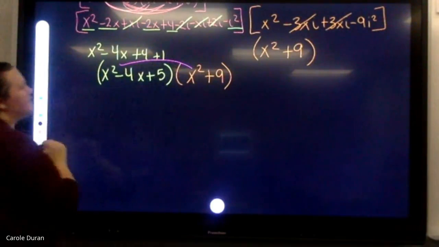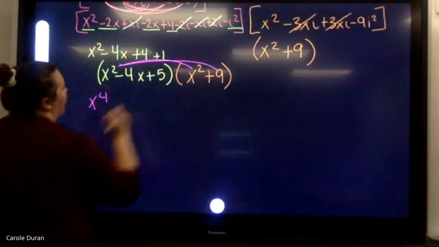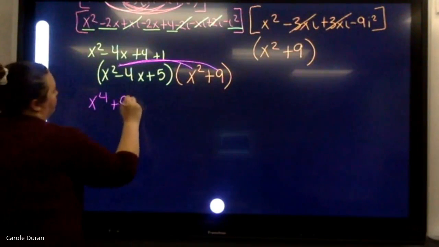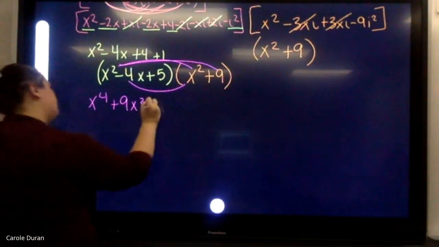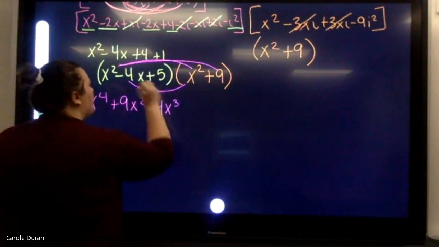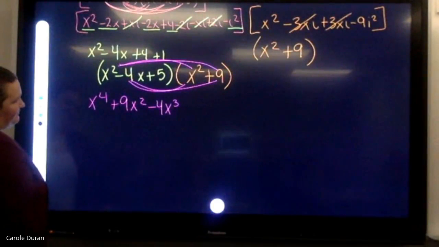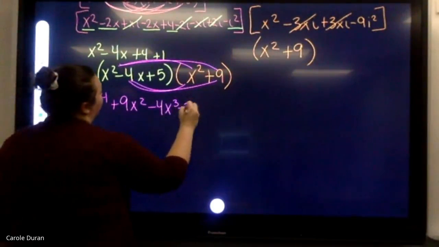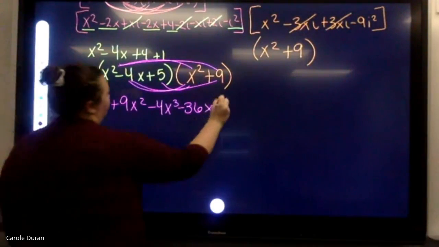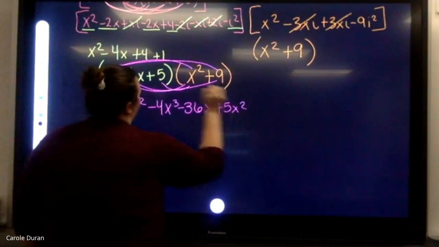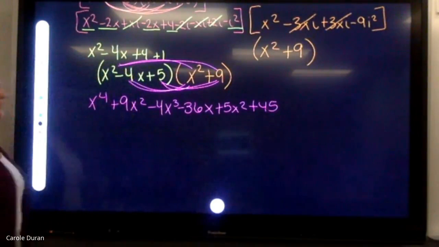x squared times x squared, x to the 4. x squared times 9. Negative 4x times x squared. Negative 4x times 9, negative 36x. 5 times x squared. And 5 times 9. We go ahead and we combine like terms.